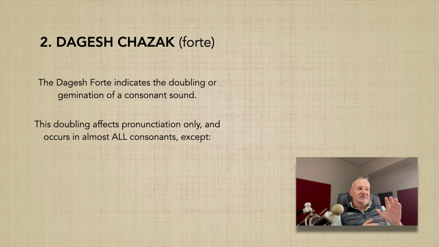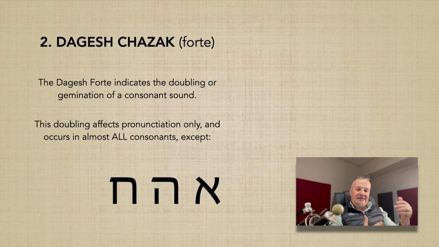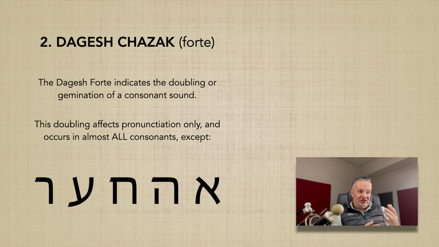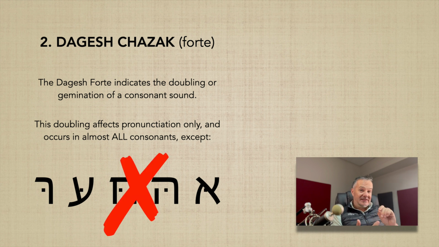There are exceptions, and these exceptions are mostly the ALEPH, the HE, the CHET, the AYIN, and the RESH. And when we dig into the text, there are 1 or 2 exceptions even on that rule. But when you find the letters ALEPH, HE, CHET, AYIN, and RESH, these normally would not get a Dagesh Forte or a Dagesh CHAZAK, a strong Dagesh in. In other words, doubling of these 5 letters normally does not occur.